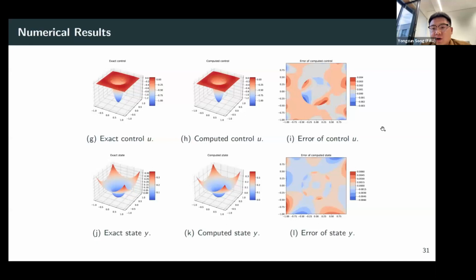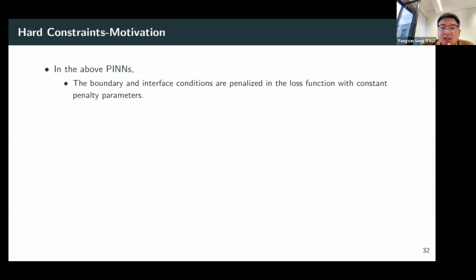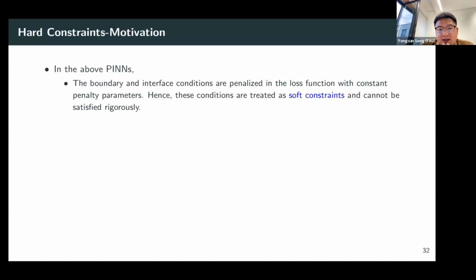Then there are some numerical results, and we can see the maximum value of the error is about order of 10⁻³. So it is an acceptable accuracy compared with the exact control. But in the above PINNs, the boundary and the interface conditions are penalized in the loss function with constant penalty parameters. So they are treated as soft constraints and cannot be satisfied rigorously. So the above PINN is a soft-constraint PINN.